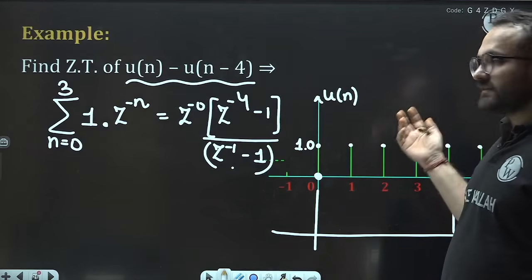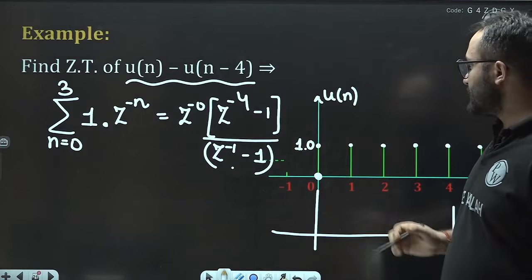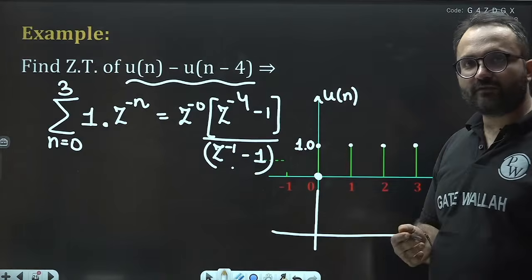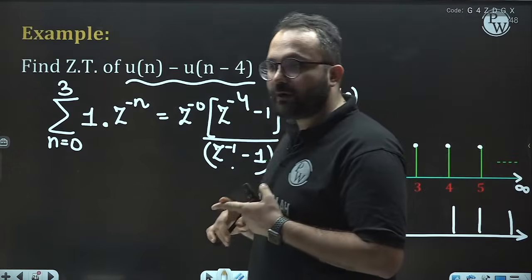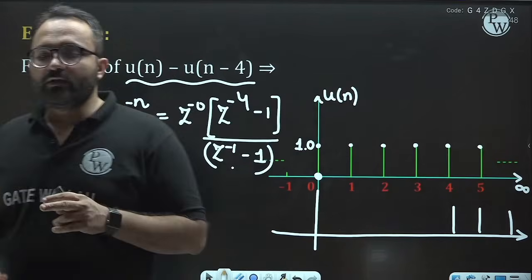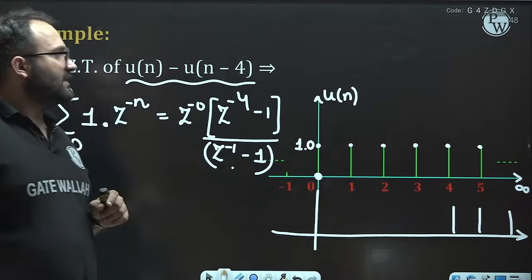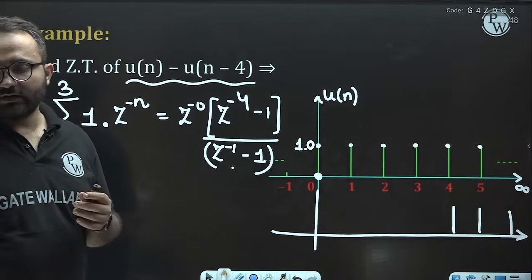So, this is the finite duration signal. The signal u[n] minus u[n-4] exists only at 0, 1, 2 and 3. This is a finite duration signal that exists at only 0, 1, 2 and 3, right?